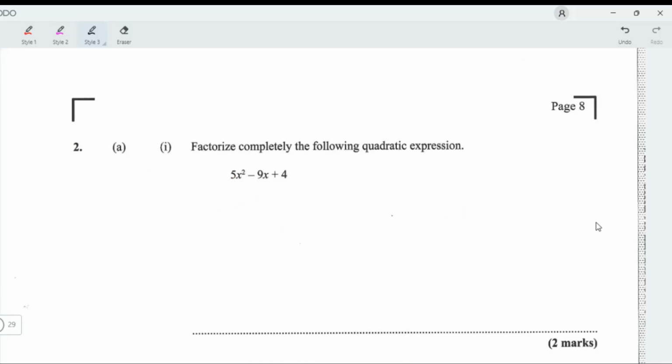Question 2. It says factorize completely the quadratic expression. To factorize this quadratic expression, depending on how you were taught, many of us are probably taught the AC method. So we write down A is 5, B is -9, and C is 4. Then we're told to multiply A times C. 5 times 4 is 20.